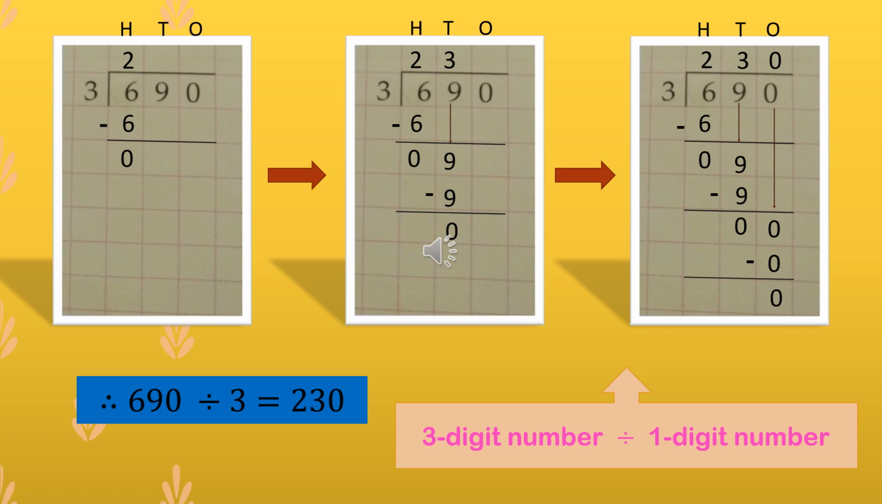So therefore we can say 690 divided by 3 equals 230. Okay.